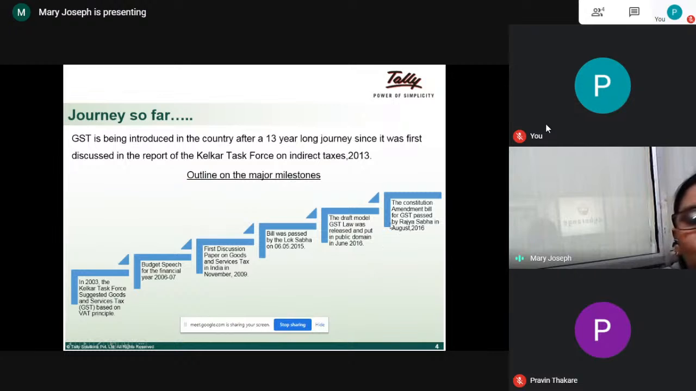After that, the Constitution Amendment Bill for the GST was passed by the Rajya Sabha in August 2016. And on 1st July 2017, it was applicable to all. We are using GST. From the 1st July 2017, GST was applicable.